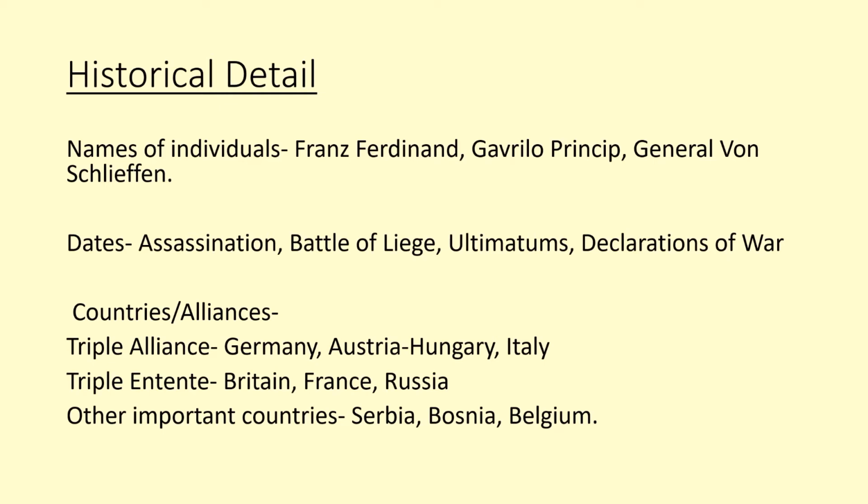And then specific countries and alliances. We've got the Triple Alliance of Germany, Austria-Hungary, and Italy, Triple Entente of Britain, France, and Russia, and then other important countries that we've mentioned throughout being Serbia, Bosnia, and Belgium. So there's plenty of examples of what you can include in your historical details there. It's up to you on how you go about using those.